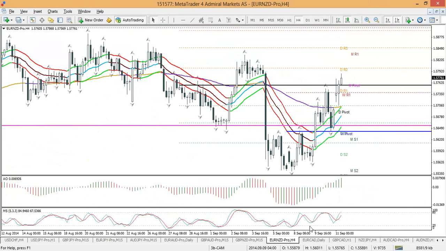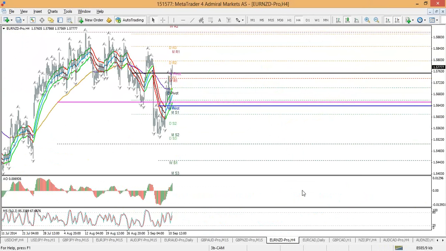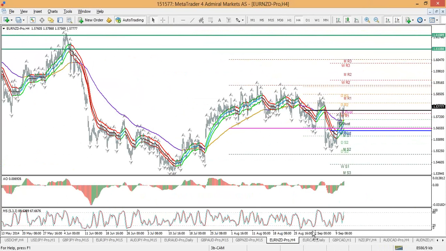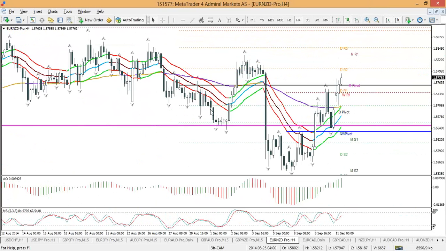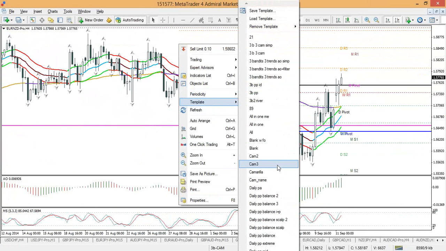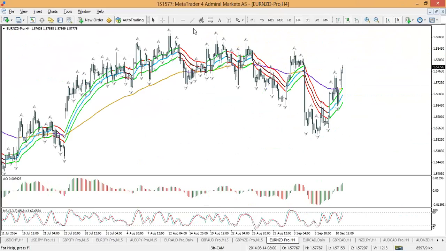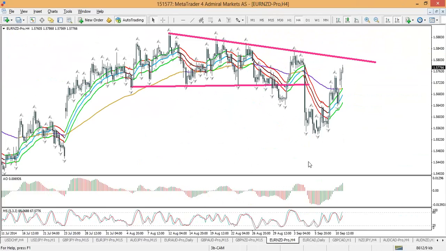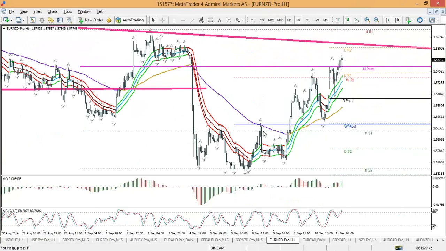Euro New Zealand, same funkiness, a lot of ups and downs. It's not really easy to make a chart pattern out of it. I mean, obviously we have a line like this. We had a line like that, broke it, hooked back, broke again, hooked back. A lot of fast, quick changes in this pair. So I'm not really fond of it.